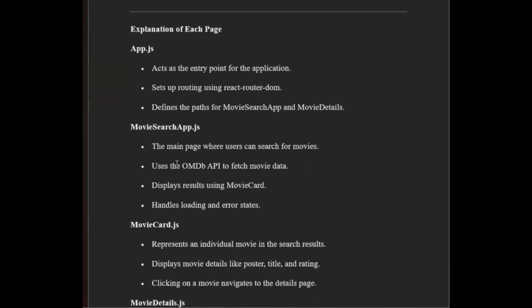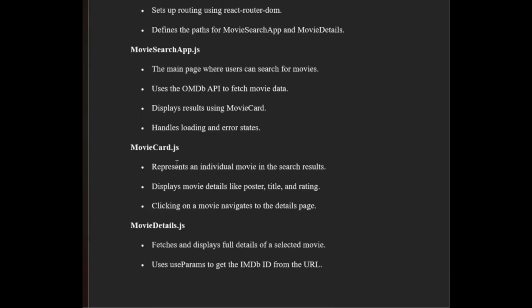Next I'm going to explain each page's functions. app.js acts as the entry point for the application, sets up routing using React Router, and defines the paths for the movie search app and the movie details page. The next page is movie search app.js, the main page where the user searches for a movie. This page uses the OMDB API to fetch the movie data and displays the result using movie card. It also handles loading and error states.